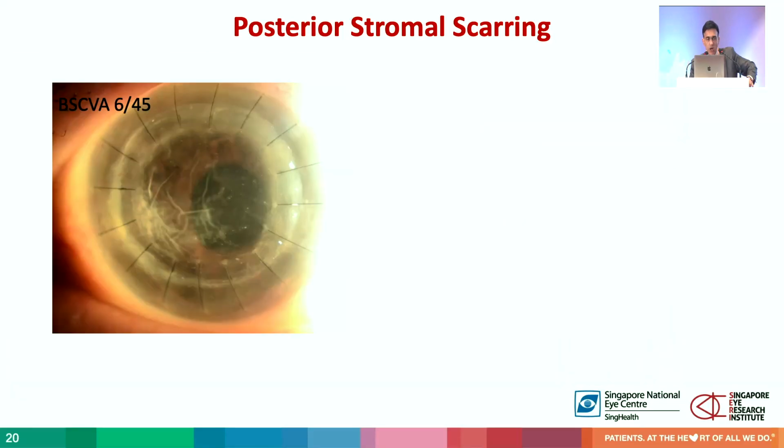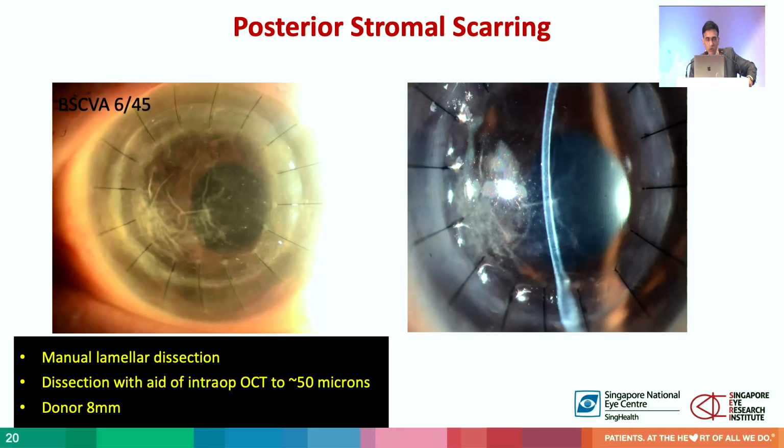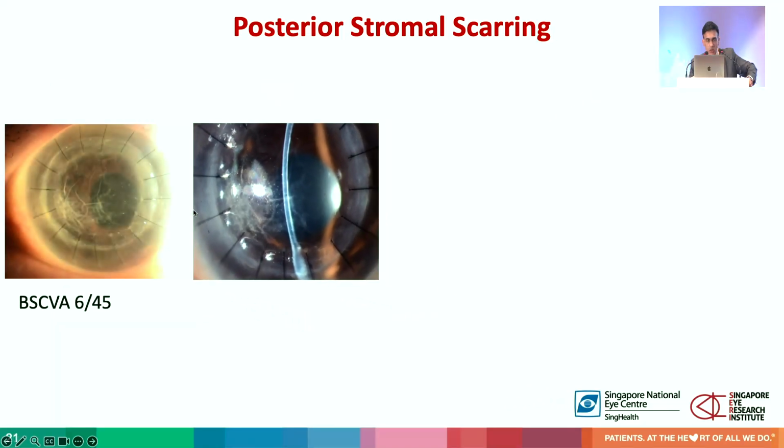So what I did for her was I did a DALK first of all. So this was done with a manual surgical technique. I dissected down to within 50 microns of Descemet's membrane. So you can see this over here. Visual acuity improved, but not fantastic. And you can see now the fixed folds over here. It's not possible to remove them because they're so stuck down onto Descemet's membrane. If you try to remove them, you're going to rip. So this is what she looked like.